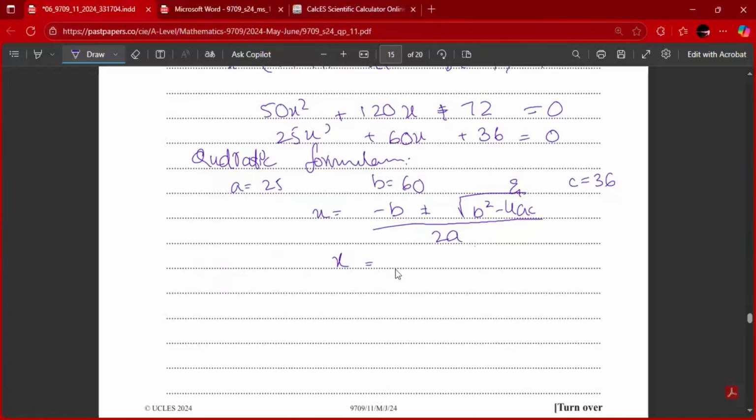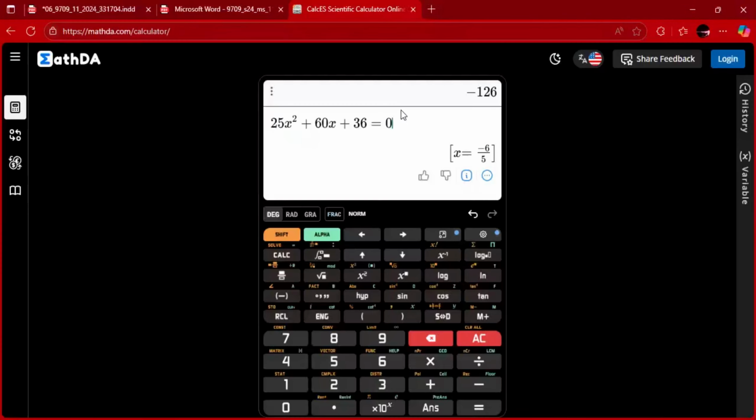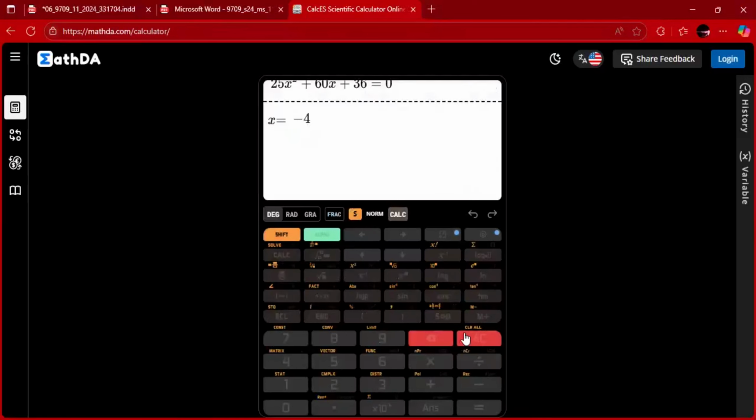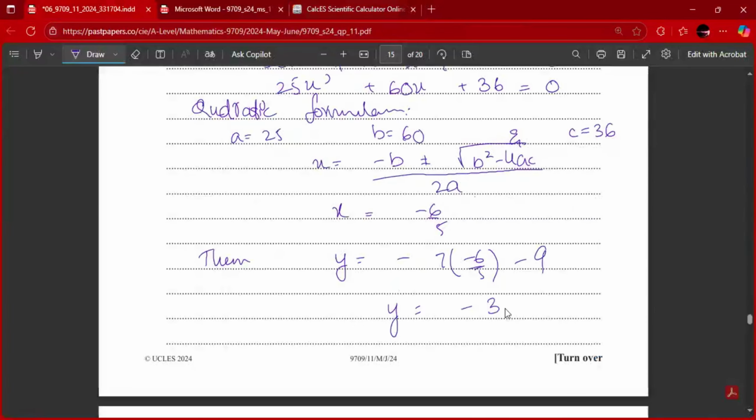Minus 6 over 5. So if x is equal to minus 6 over 5, then my y is equal to minus 7 minus 6 over 5 minus 9. Whether something is positive or negative, I do not know. Minus 6 over 5 into minus 7. The answer should be subtracted by minus 7. Minus 3 over 5. y is equal to minus 3 over 5.